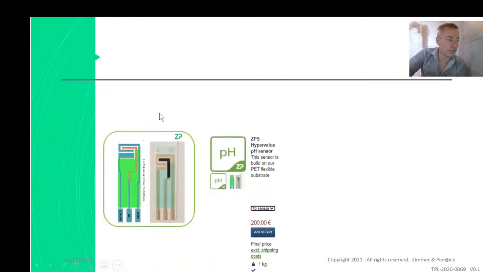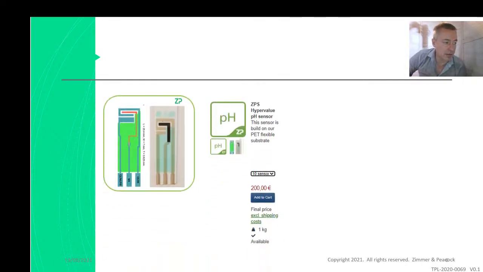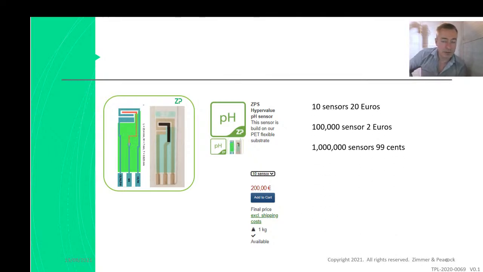The pH sensor that I would recommend for this is the hypervalue pH sensor. I recommend it because it works and it's got the best kind of pricing. At Zimmer and Peacock, we really focused on people getting to market. So, 10 pH sensors from ZP is 20 euros each, but 100,000 is 2 euros each, and 1 million is 99 cents each. This is just our way of explaining that, as much as we support R&D, we've always got our mind on what this is going to cost when you really go to market.